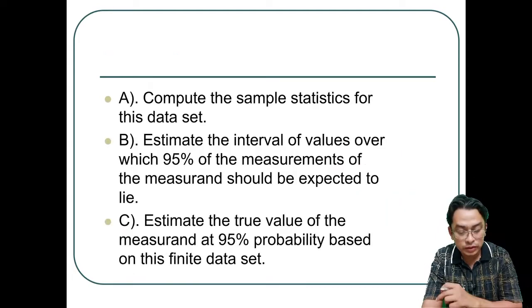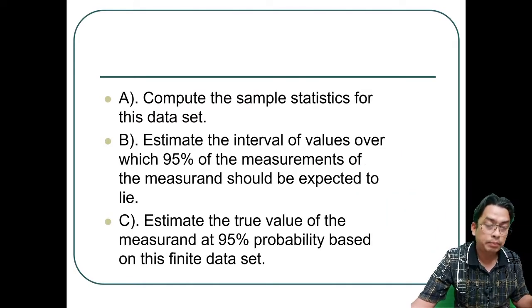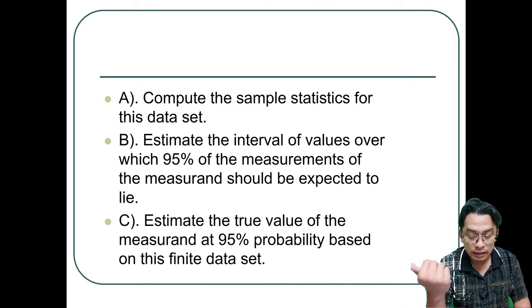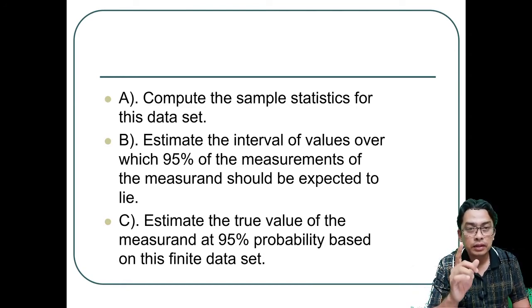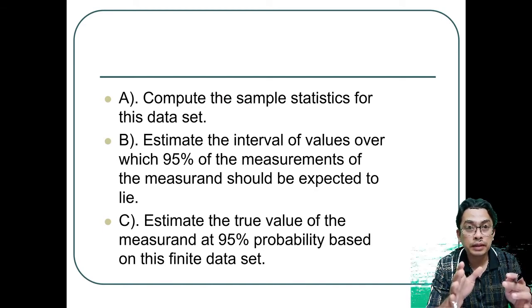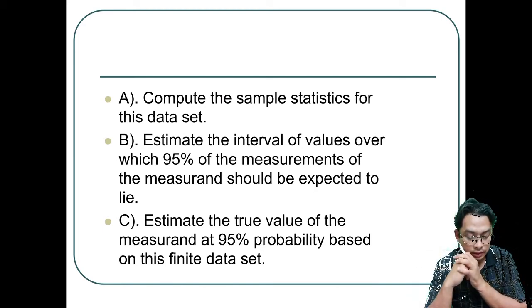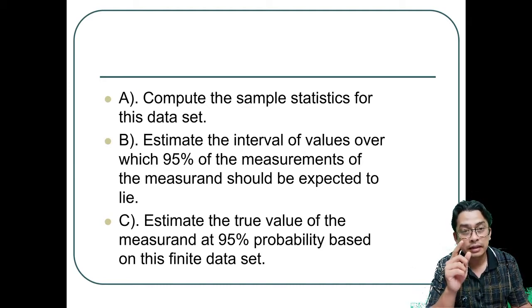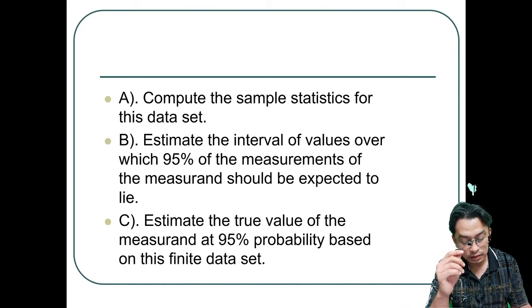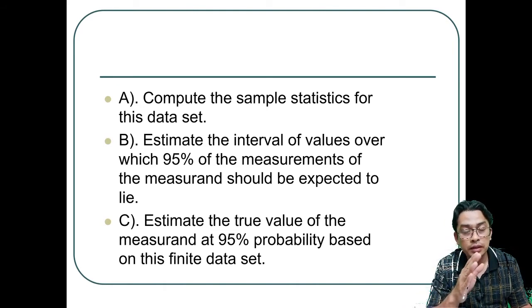The question is, first, compute the sample statistics for this data set. The second question is to find the interval where 95% of the data will appear. And number 3, estimate the true value of the measurement at 95% probability based on this data set. C, I will explain later on, but we focus on A and B first.